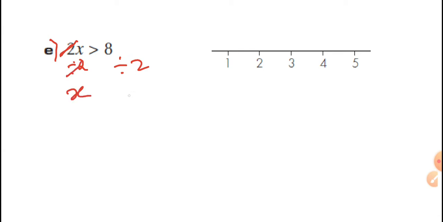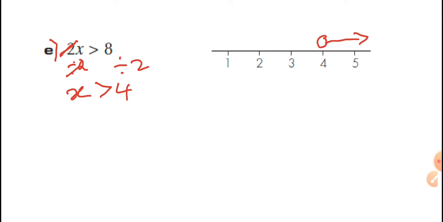On the right hand side, 8 divided by 2 is 4. So x has to be greater than 4. So if we want to find where 4 is on the number line, draw a circle, and because it's greater, the arrow is going to go to the right. And we're not going to shade the circle in because it is not equal. So that's how we represent the number line.